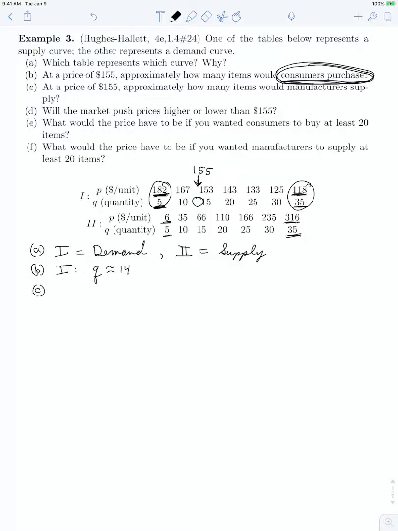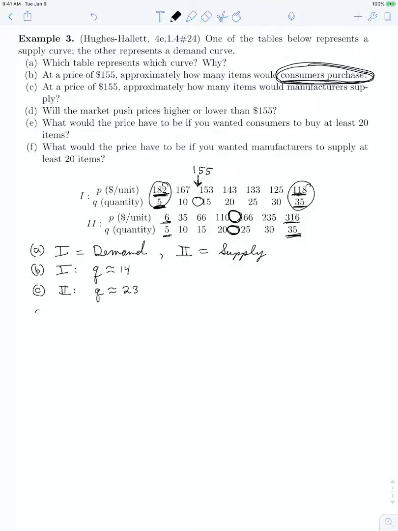Okay, part C is just reversing that. It says at a price of 155, approximately how many items would manufacturers supply. Of course that's asking about supply, manufacturers, and so we look at table 2. Again, 155 is not exactly listed. It would be somewhere between 110 and 166, maybe a little bit closer to the 166. And so we would look between 20 and 25, maybe a little bit closer to the 25. I'll pick a number in between, about 23.